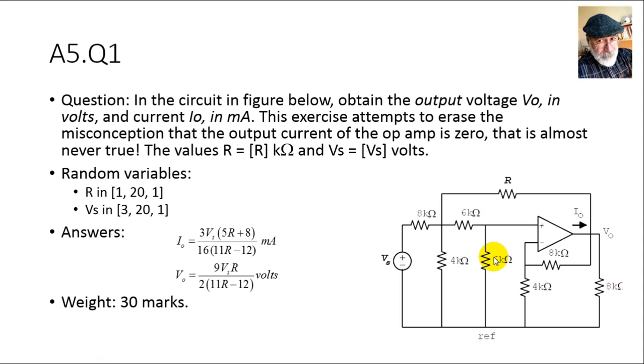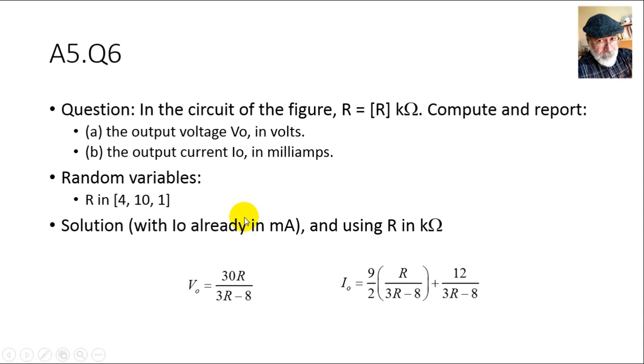Now let's have a look at the obtention of the answer formulas using Maple for another question. For this question, assignment 5, question 6: in the circuit in the figure, I'll show you the figure in a moment, R is brackets R. What does it mean? Brackets R means the value of the variable R that's been defined down here, all right?